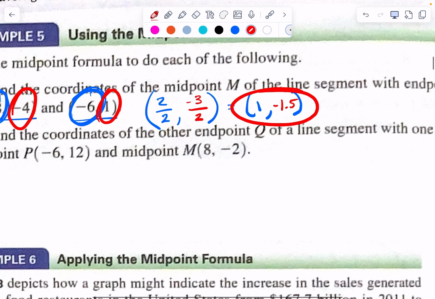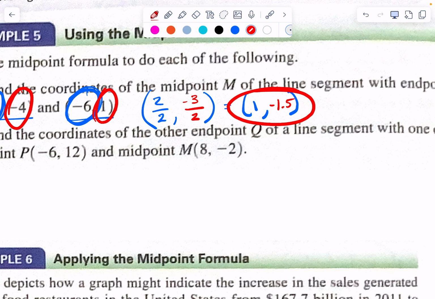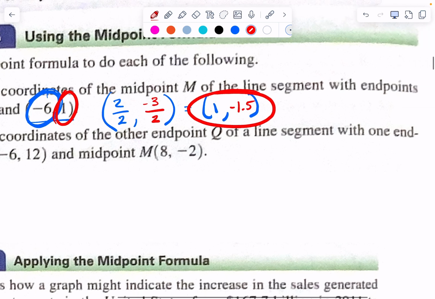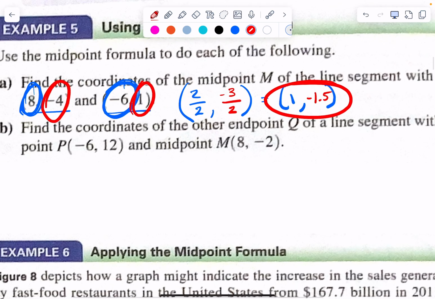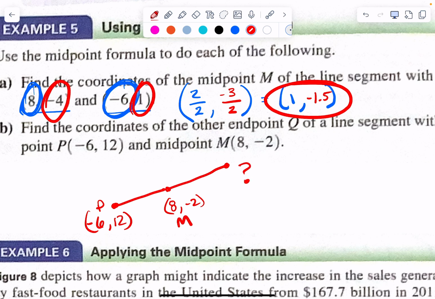Find the coordinates of the other endpoint Q of a line segment where one endpoint is P, and P is at negative 6, 12. That's where P lives. The midpoint right here is at 8, negative 2, and this is not drawn to scale. Actually, 8, negative 2 should be lower, but whatever, it's fine. They want to know where this point is located, if M is the middle. How do I find these coordinates over here?